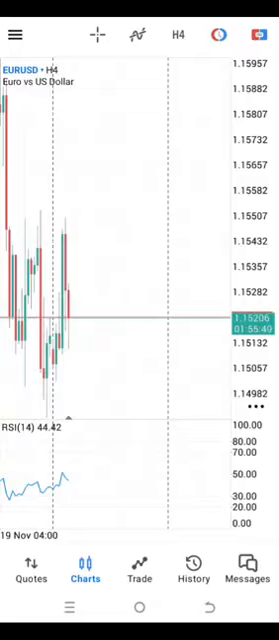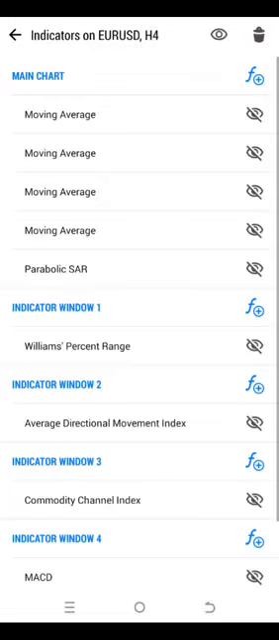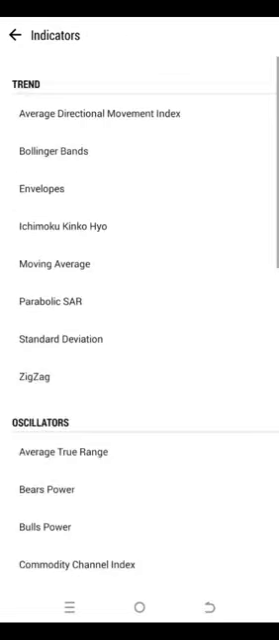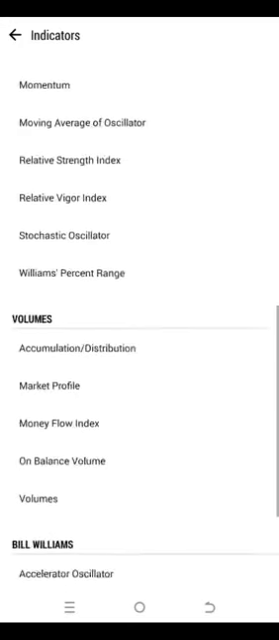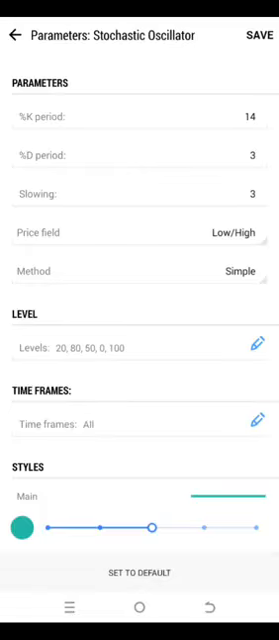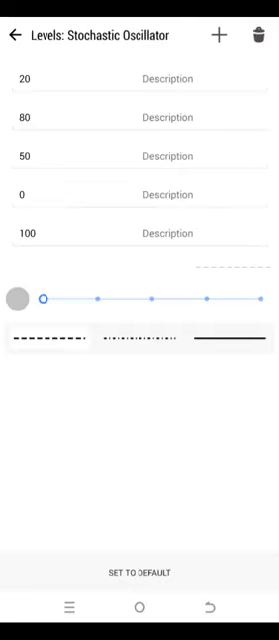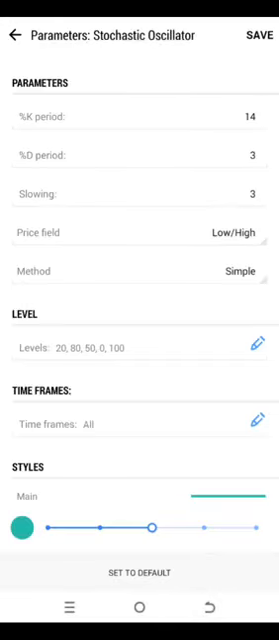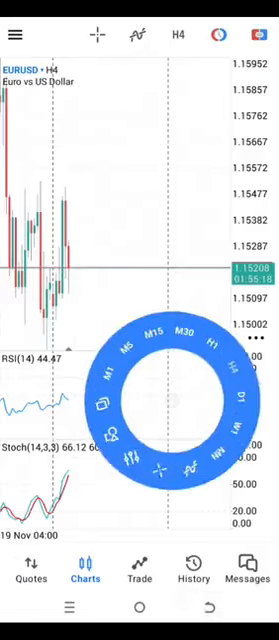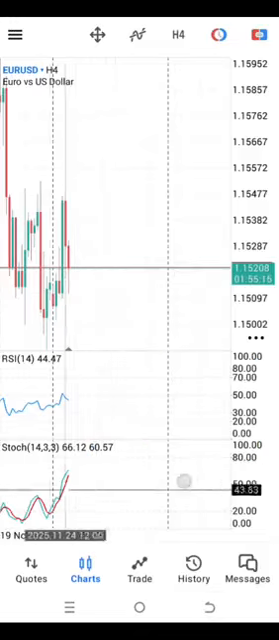Then the next indicator is the stochastic oscillator. So let's add that straight away to the chart. I'm going to look out for the stochastic oscillator. So this is it. Now we're going to be working with percentage K period 14, percentage D period 3, slowing 3, simple method, and we're working with levels 20, 80, 50, 0 and 100. After that you click on save, and here we go. This is your stochastic oscillator on the chart.